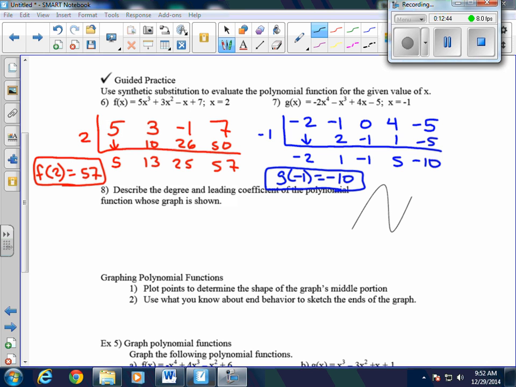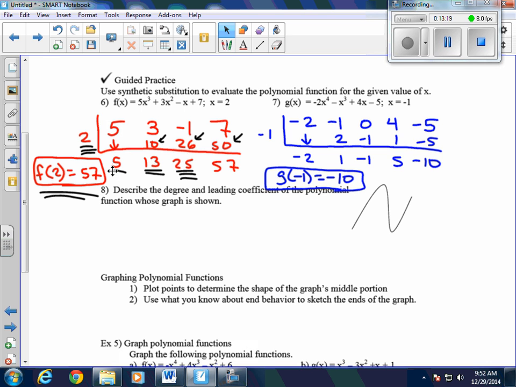All right, and again, remember, we bring down the 5, then we're going to take our 5 times 2, which is 10. That goes here. Then we add them up. 3 plus 10 is 13. Then we're going to multiply our 13 times 2, which is 26, which goes here. And you add them up, you get 25. Then you're going to take your 25 times 2, which is 50, which goes here. And then you add them up, and you get 57. So here you have f of 2 equals 57.